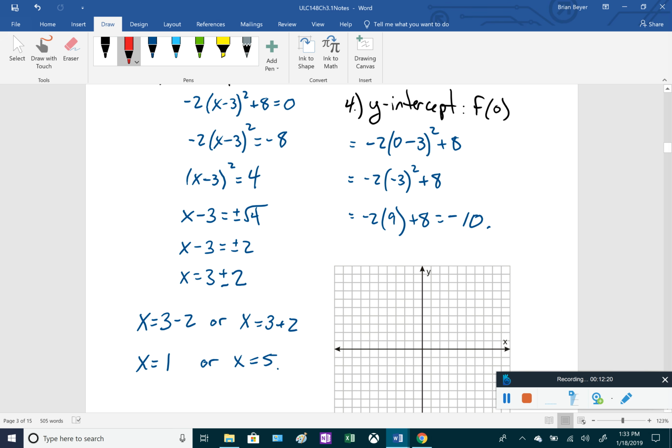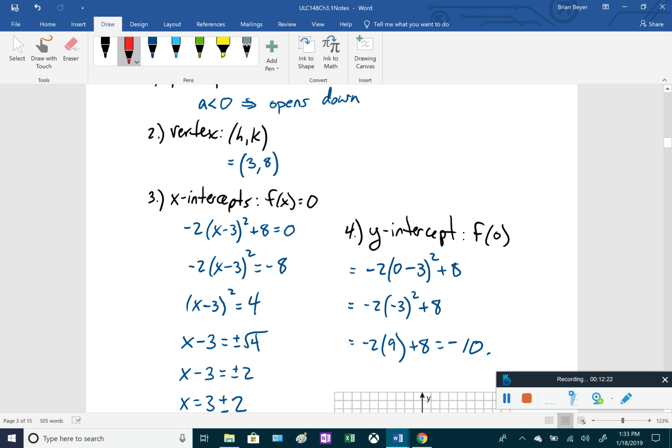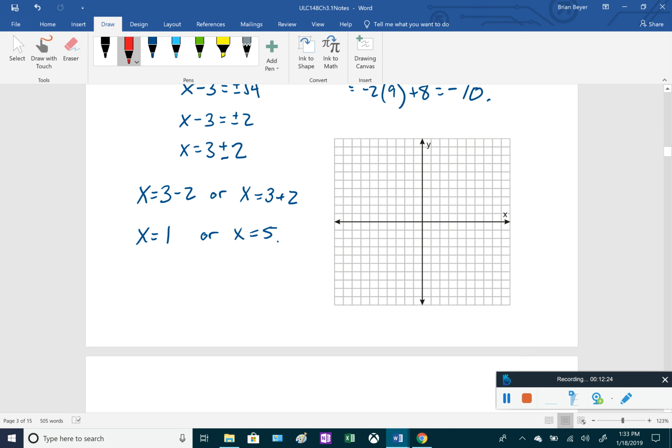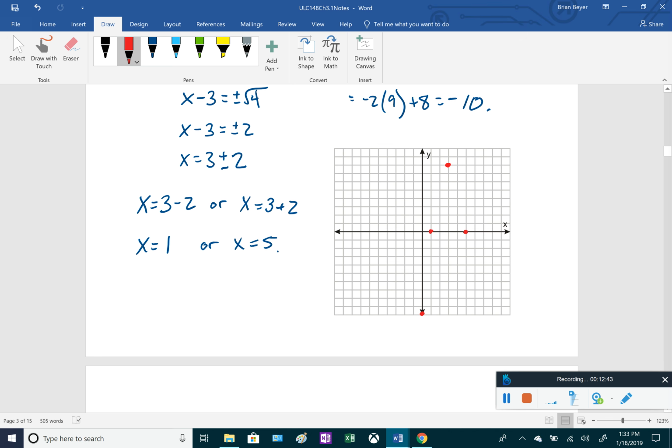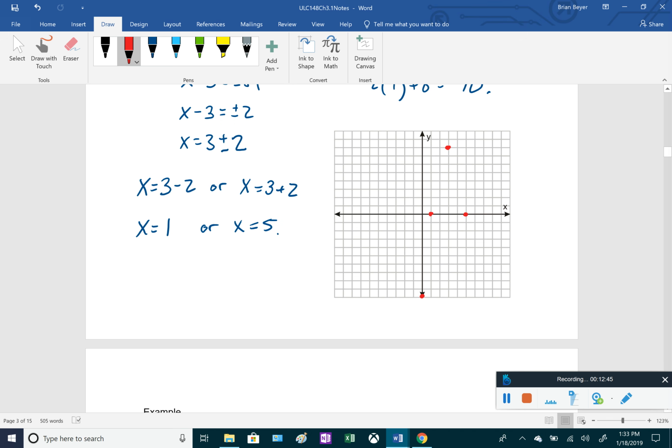So that is our y-intercept. So let's graph all these points now. We have the vertex, which was 3, 8. The x-intercepts were 1 and 5. The y-intercept was negative 10. Okay, so there is enough here to graph it. Obviously, you can tell that it opens down just by looking at it, and we know it opens down from that first step that we did.